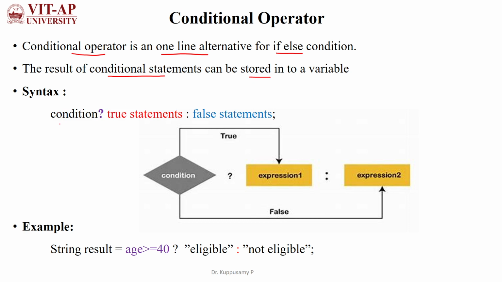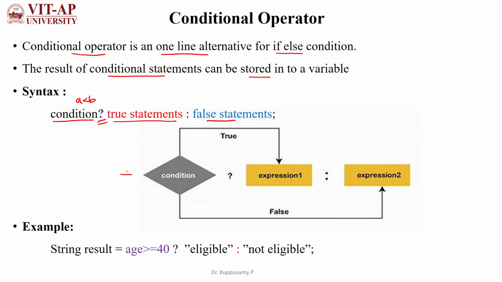The syntax is given here: the condition, like a less than b, then the question symbol. If it is true, the statements available in the true block will execute. Otherwise, if it is false, then the false statements will execute.